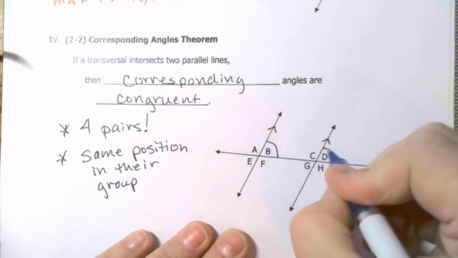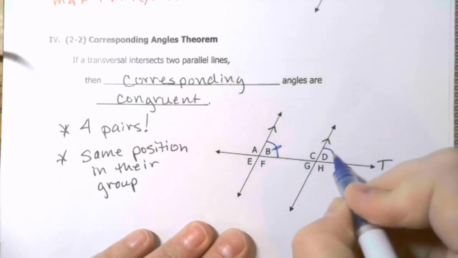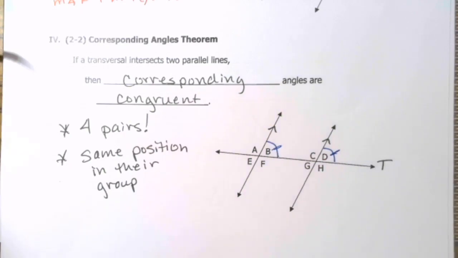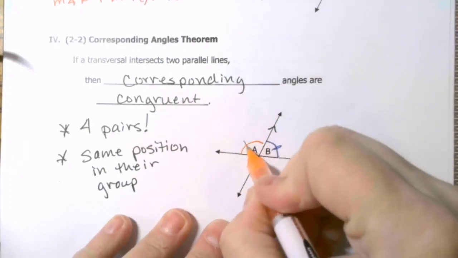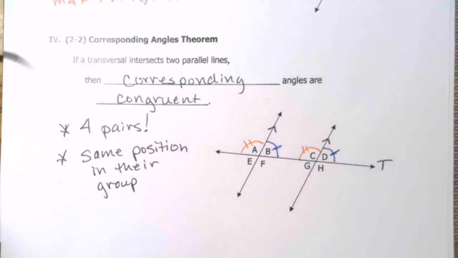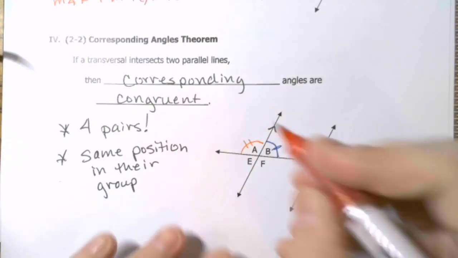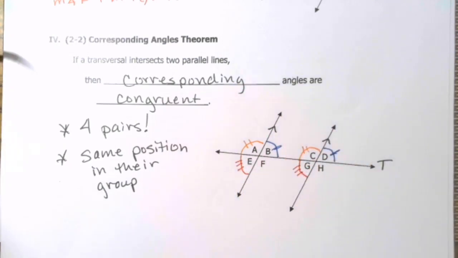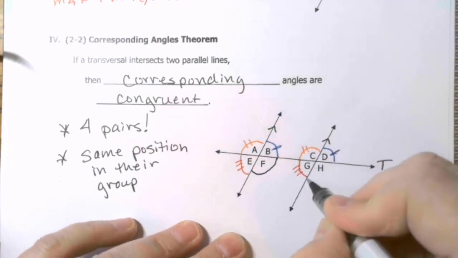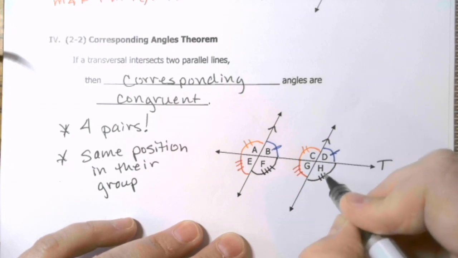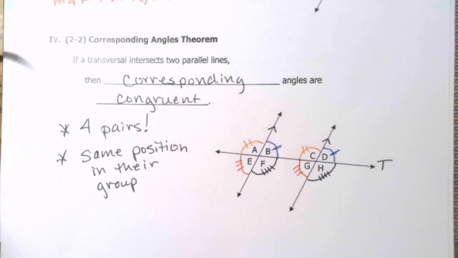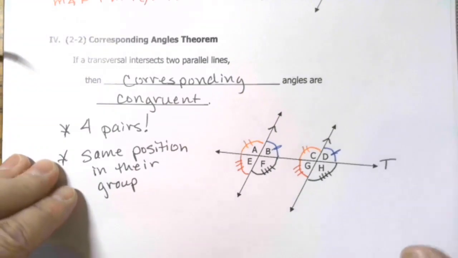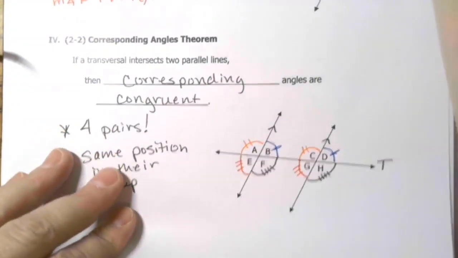So B and D are both top right, so they are congruent to each other. A and C are top left, so they are congruent to each other. E and G are bottom left, so they are congruent to each other. And then, I'm out of colors, then F and H, 1, 2, 3, 4, 1, 2, 3, 4. Those are congruent to each other. So same position in their group, then they will be congruent. All right, flip the page.